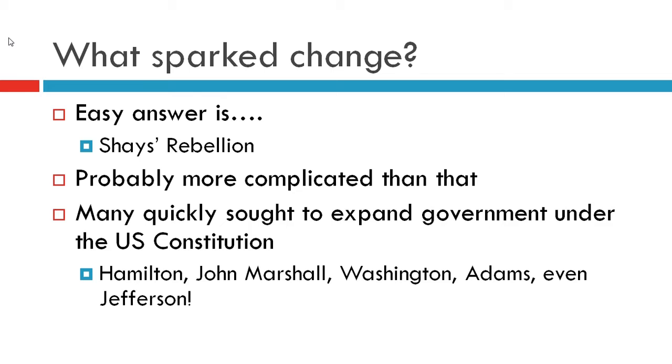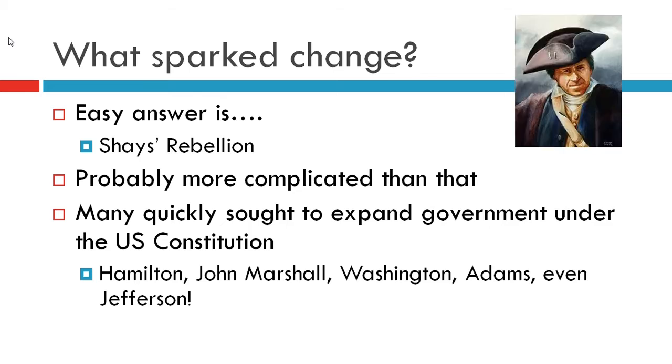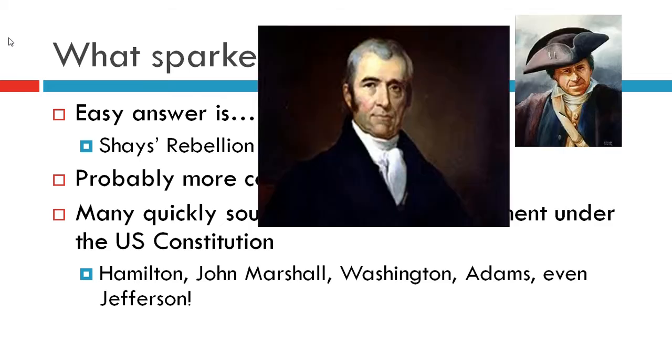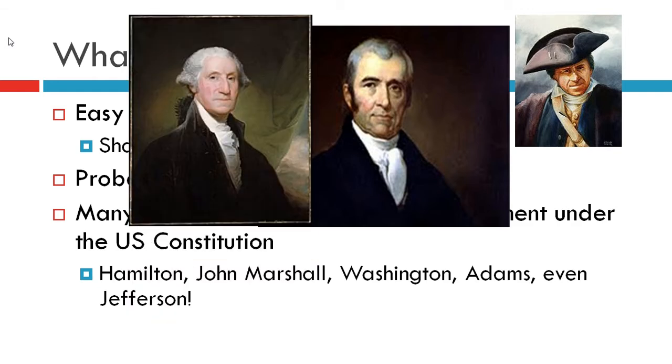Alexander Hamilton is a prime example of that. We've already seen his picture. There's Shays. How about John Marshall, the person who is not the first Supreme Court Chief Justice, but certainly the man who is responsible for establishing judicial review and greatly expanding the role of the Supreme Court. George Washington also was a nationalist. He was not a Federalist in terms of being a member of the party, but he certainly listened to Alexander Hamilton frequently, who was, of course, his Secretary of Treasury.